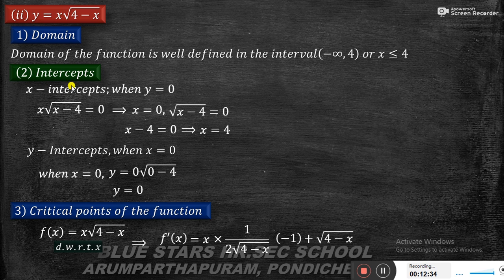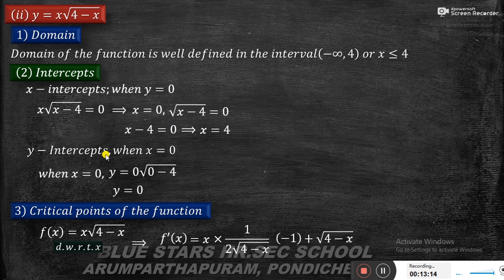So next, intercepts. Now I calculate the x-intercept. X-intercept means y equals 0. So y equals 0 means now you take the function y equals x into square root of 4 minus x. You substitute y equals 0 in this function. So the left hand side 0 equals x into square root of 4 minus x. So you reverse the equation. That means x into square root of 4 minus x equals 0. So next step, there are two factors. One factor is x, another factor is the square root of 4 minus x. So x equals 0 and 4 minus x equals 0, which means x equals 4.